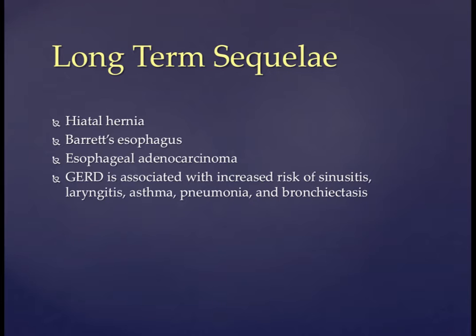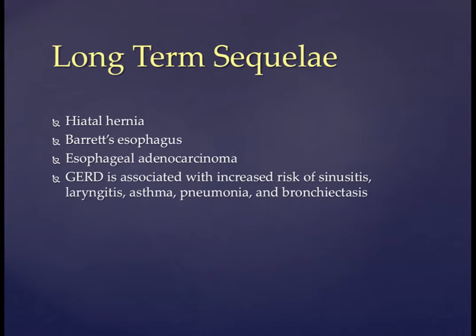Long-term sequelae of these patients that have gastroesophageal reflux disease who are underdiagnosed or not appropriately treated are listed on this slide. So the first one is a hiatal hernia, and this is when the top portion of the stomach comes up above the diaphragm. This is troublesome because it does increase the severity of the GERD. So the size of your hiatal hernia is directly correlated to your severity of gastroesophageal reflux disease.